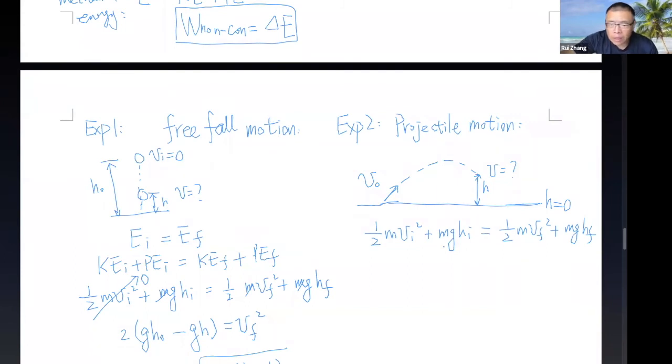Okay, this initial height is 0, right? Because this is where it starts from. So the initial height, hi, is 0 here. So this is 0. Well, this is not 0 because we're talking about some arbitrary height here. So this is not 0. Okay, so this term is 0.